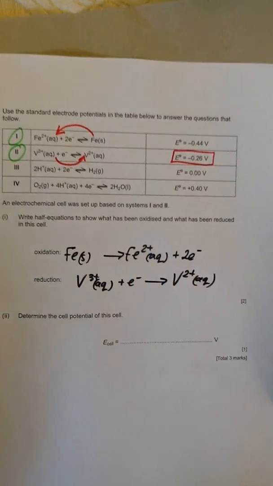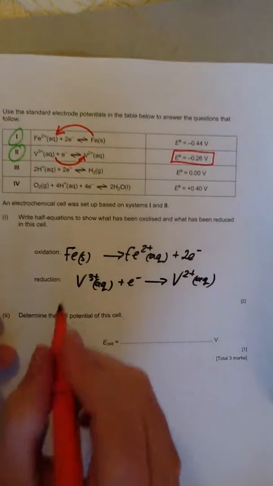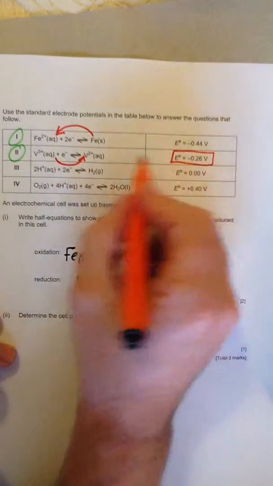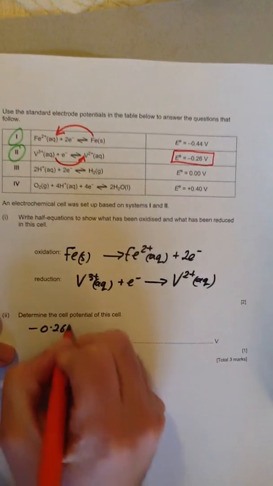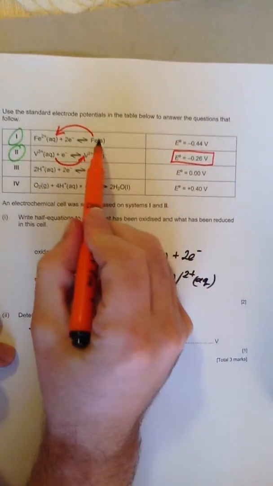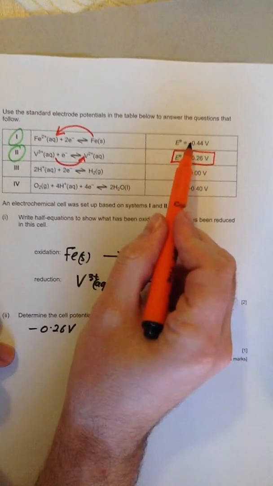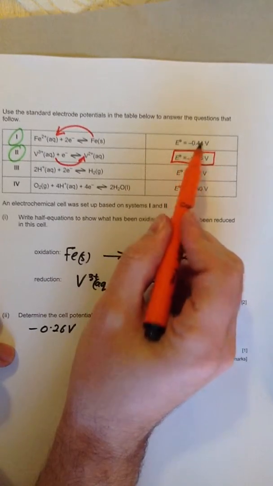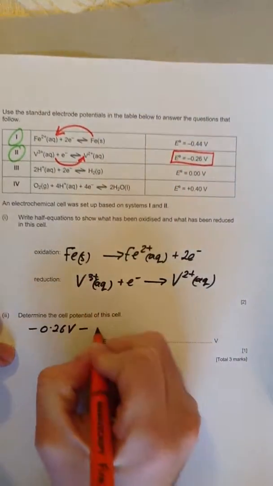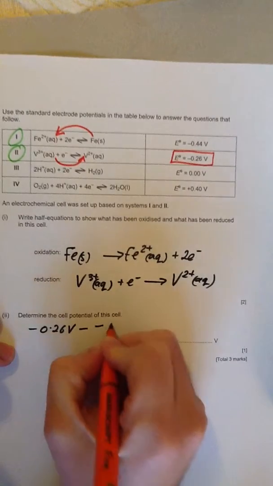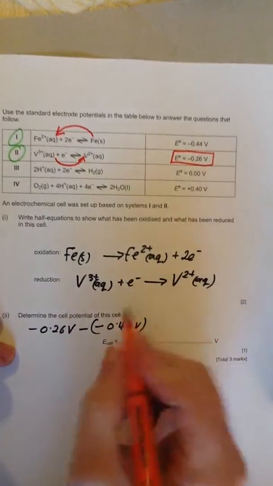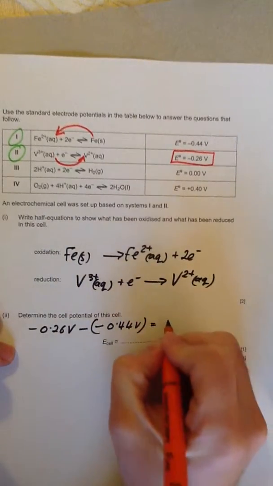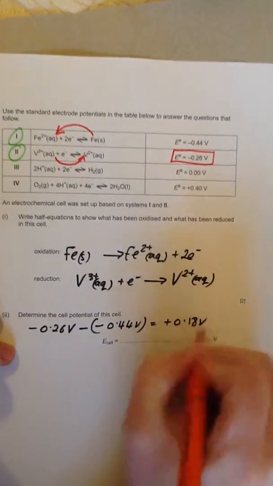It says determine the cell potential of this cell. So the cell potential of this cell is that value there. That reaction is going forwards, so it's minus 0.26 volts. And that reaction is going backwards, so it's the opposite sign of that. So it's minus minus 0.44 volts, which equals plus 0.18 volts.